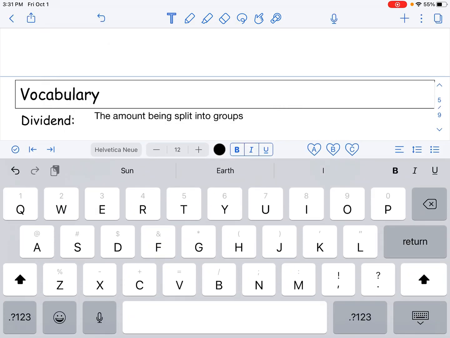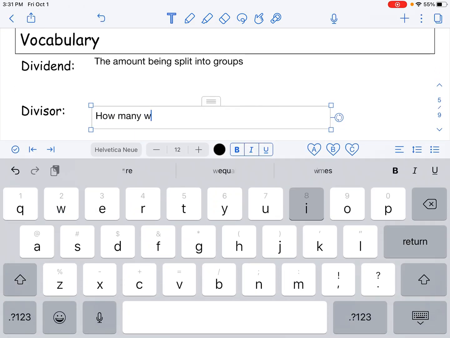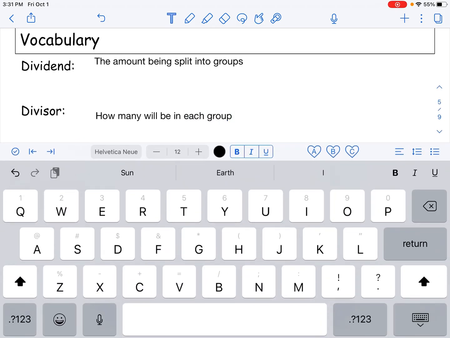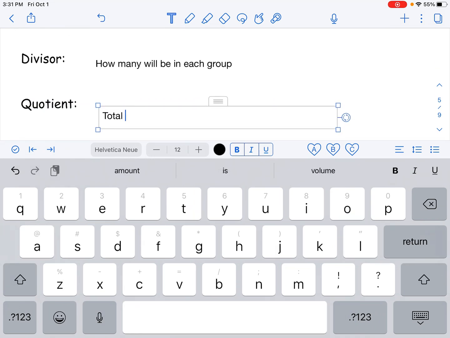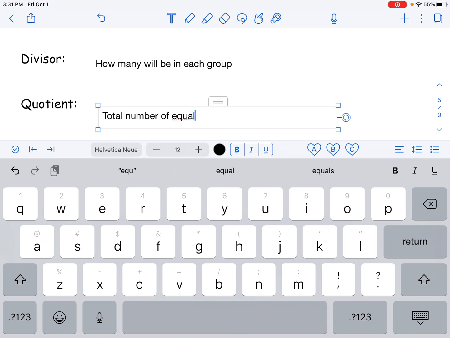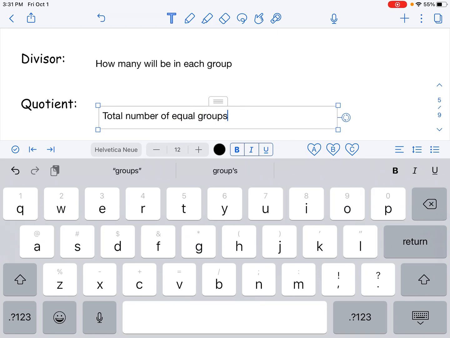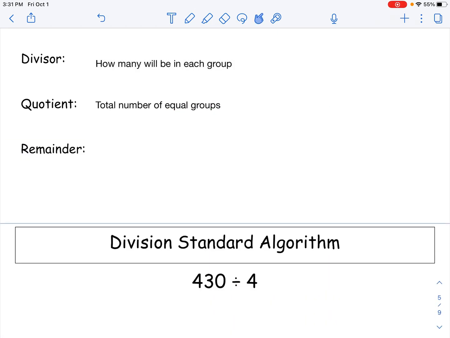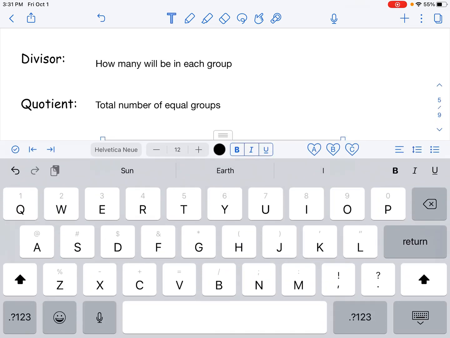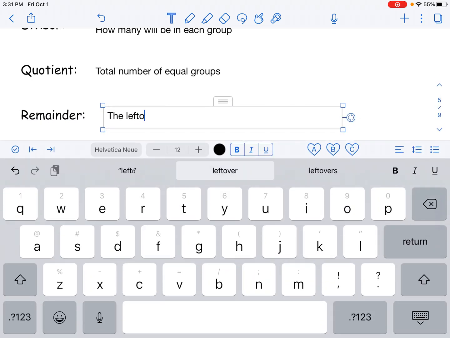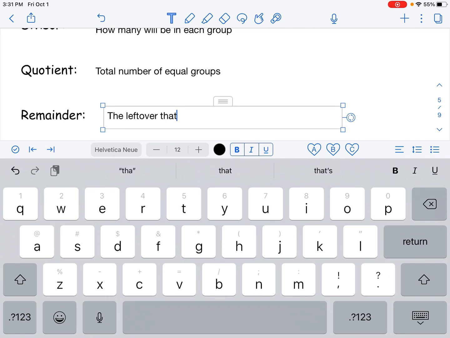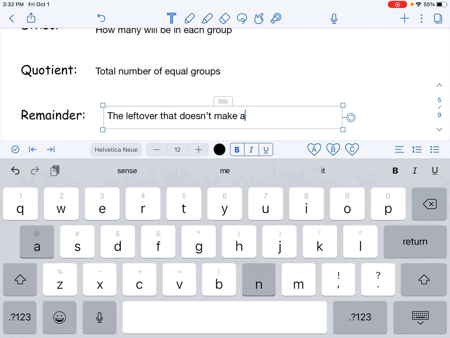Divisor, how many will be in each group. Quotient, total number of equal groups. And then remainder, the leftover that doesn't make an equal group.